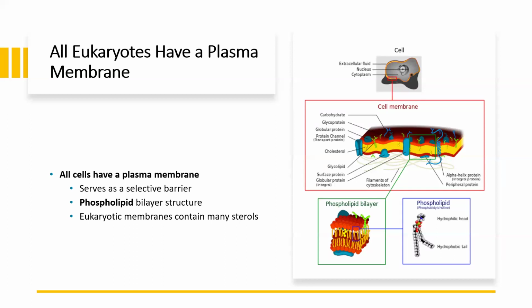All right. So all cells have a plasma membrane. So we talked about that with prokaryotes. It is the same with eukaryotes. So in all eukaryotic kingdoms, we're going to have a plasma membrane. This is pretty much a defining feature of a cell.